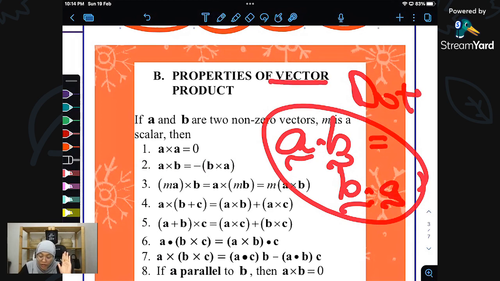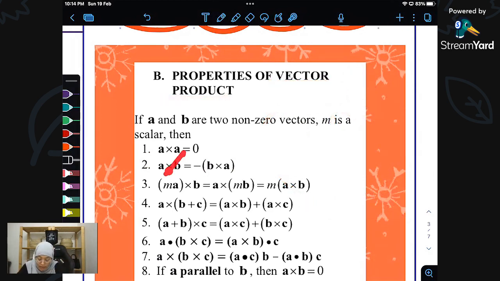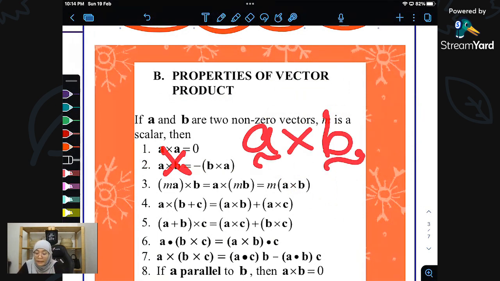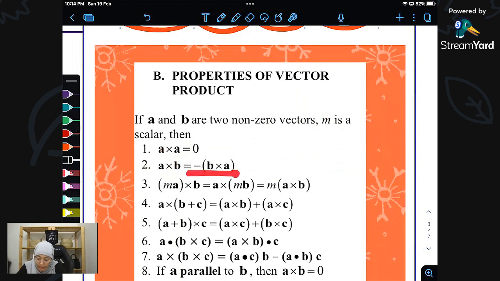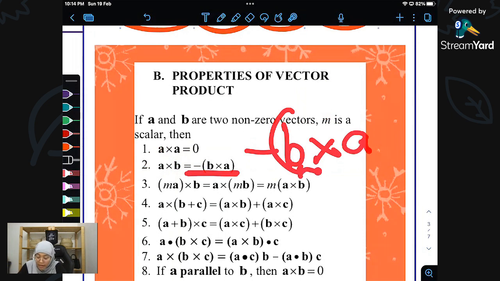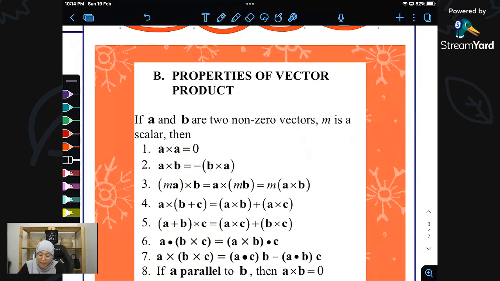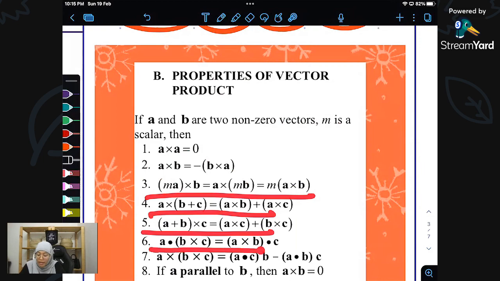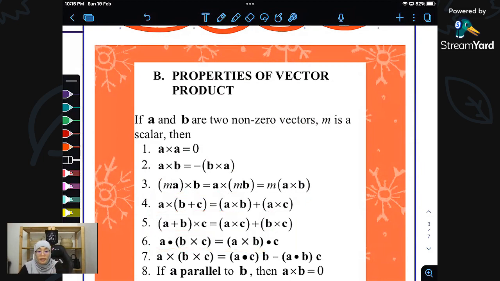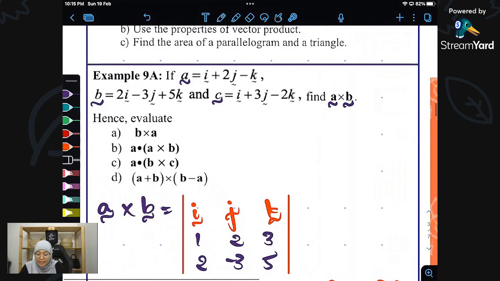But if it is vector product, it is different. A cross B. Even the way of writing is different. It is a cross, not dot. Then it is going to be negative B cross A. It's a different thing because of the cross properties. Please bear in mind this is the most obvious difference I can show you all. The rest of the things here are also not the same as the dot product, and we will go through them one by one, hopefully, if the examples need to use it.